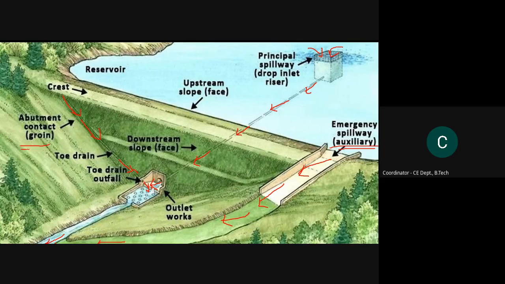And this is called the abutment. So what is the function of the abutment? Well, the abutment is the main or major part of the structure where the dam is actually distributing the total stored water force to that abutment. So the function of the abutment is very important.